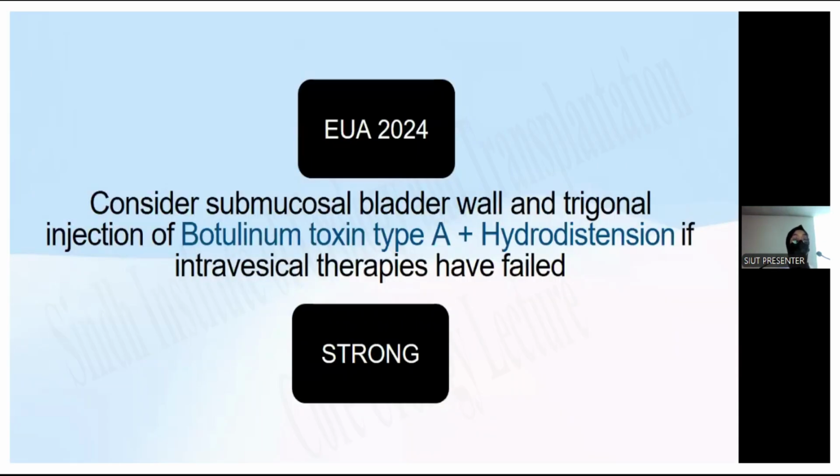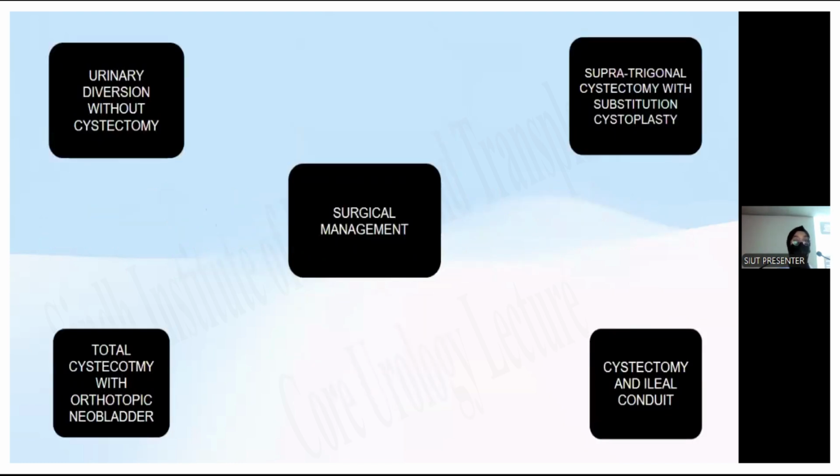According to the EUA guidelines, we can only consider submucosal bladder wall and trigonal injection of Botox and hydrodistension if other intravesical therapies have failed. The last option is to resort to surgical management. The surgical management can involve urinary diversion without cystectomy, or we can also proceed with cystectomy. Now, these are very drastic measures, and they also bring a significant alteration to the patient's overall quality of life.